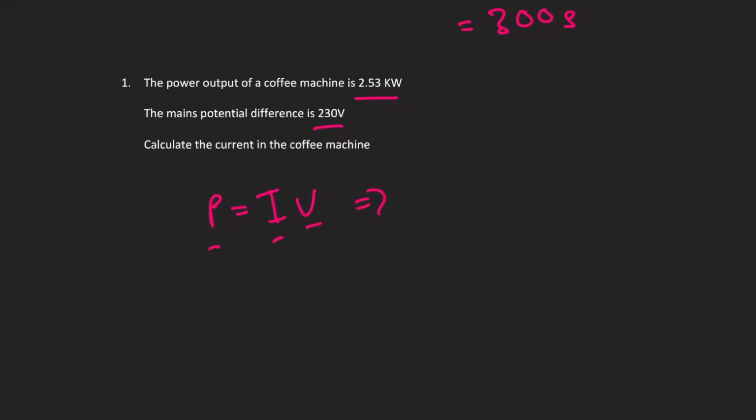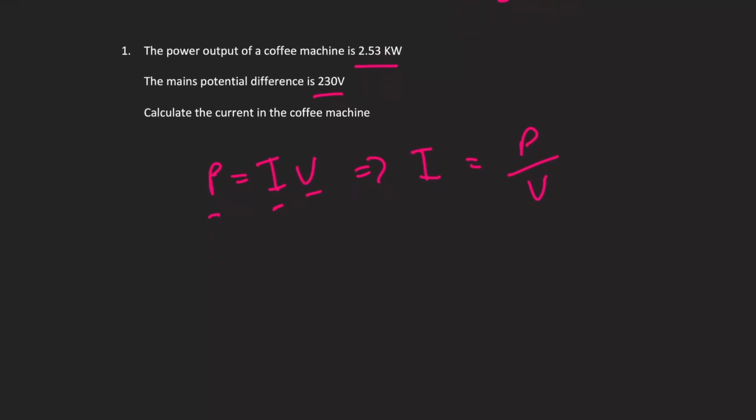We want to work out the current, so let's rearrange for current. Current will be equal to the power divided by the potential difference. And so now it's just a case of plugging our numbers in. So we had 2.53 kilowatts of power, so let's convert that into 2,530 watts divided by our potential difference of 230. And if you plug that into your calculator, you should get an answer of 11. And the unit, remember, working out the current, the unit would be amps over here. So you have 11 amps of current in the coffee machine. So again, hopefully fairly simple once you understand what equation to use.